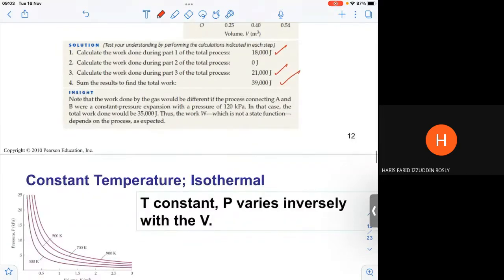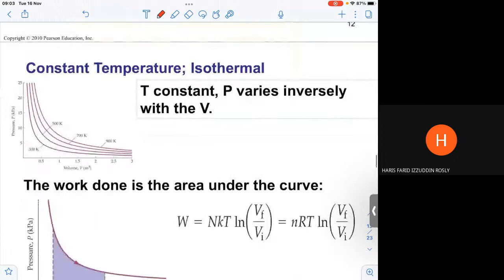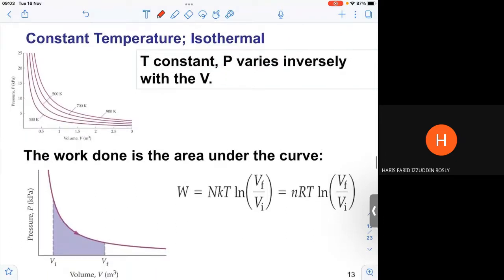Okay, so just calculate the area under the graph. All right. So these are the constant temperature. Now, before this, isobaric, constant pressure, isovolumetric, constant volume, and now we have constant temperature, isothermal.